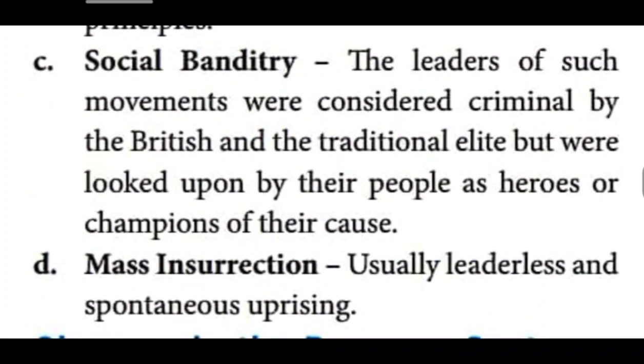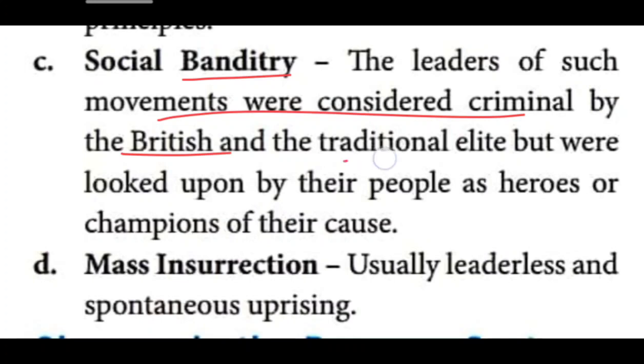Next, what is given? This is social banditry. What is meant by banditry? Banditry in the sense of robbery, kollai. Then social banditry is social robbery. The leaders of such movements were considered criminals by the British. So how did the British people consider them? Those people were criminals, like that. They were considered as criminals.